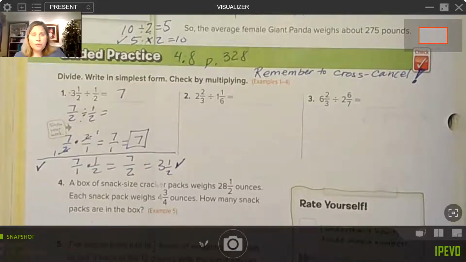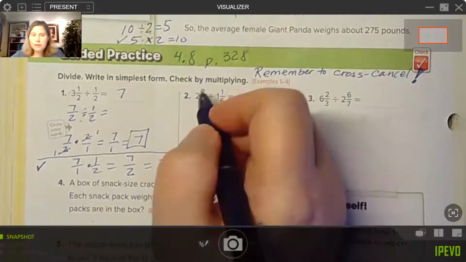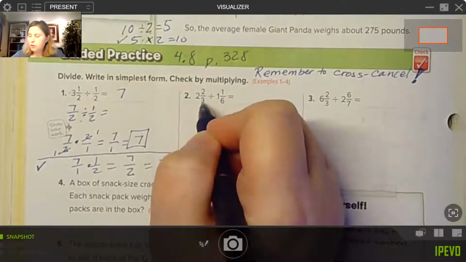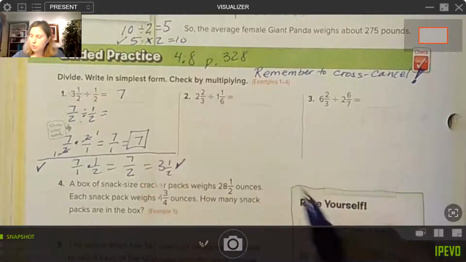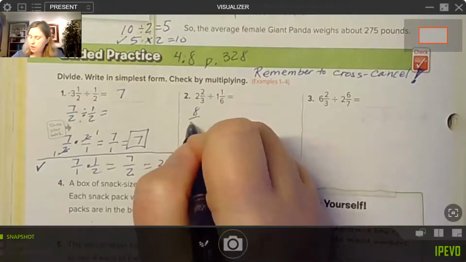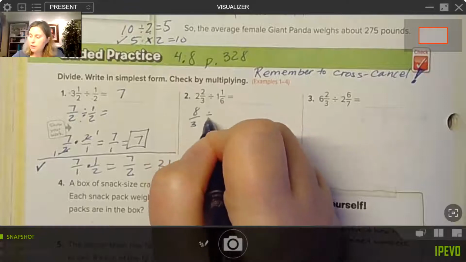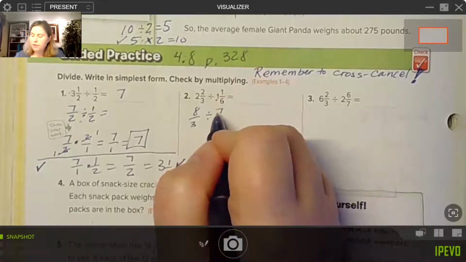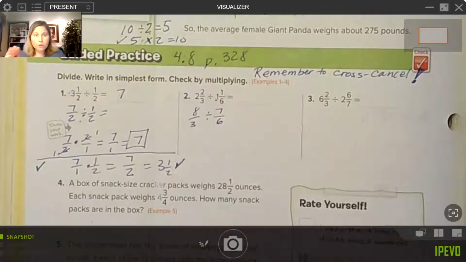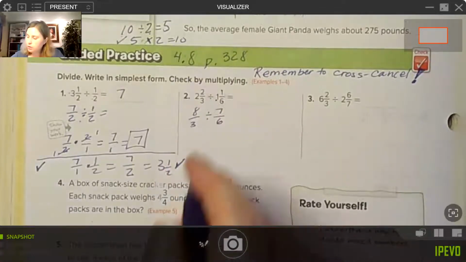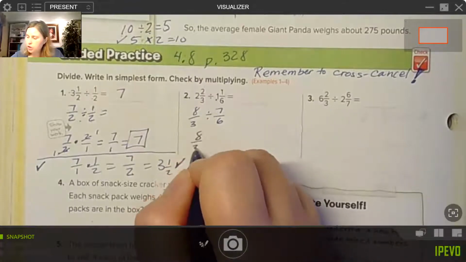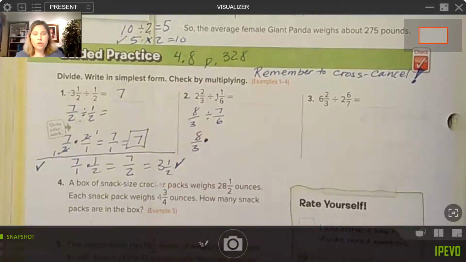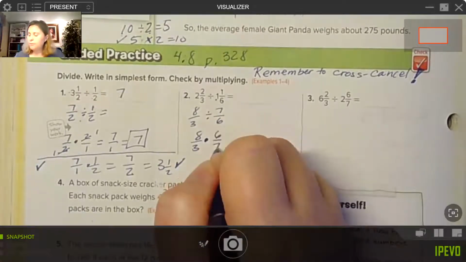Then number 2, we have 2 2/3 divided by 1 1/6. So 2 2/3, let's convert that to an improper fraction. 3 times 2 is 6, plus 2 is 8. So we have 8/3, divided by 1 1/6. 6 times 1 is 6, plus 1 is 7, divided by 7/6. Remember, the first number we leave alone. That's our starting amount. So 8/3. We change the divide to times. And if we change divide to times, we have to change the 7/6 into 6/7.